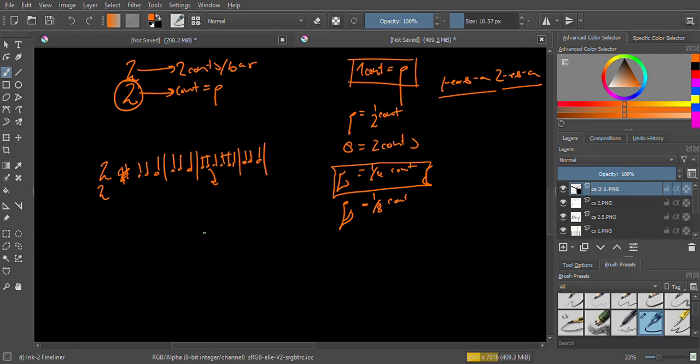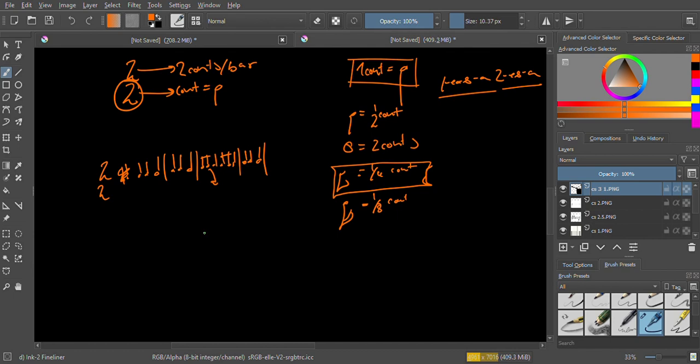It's best to demonstrate because it's quite hard to put into words. Okay, so once again, by this logic, a quarter note is worth half a count. A half note is worth 1 count. An eighth note is worth 1/4 of a count, and so on and so forth. So let's do this. Ready?